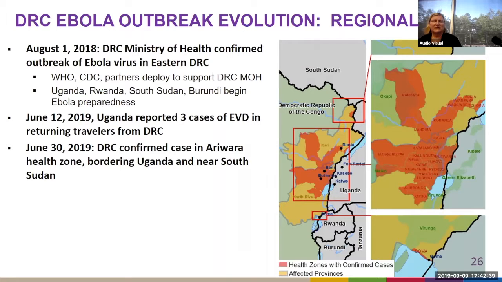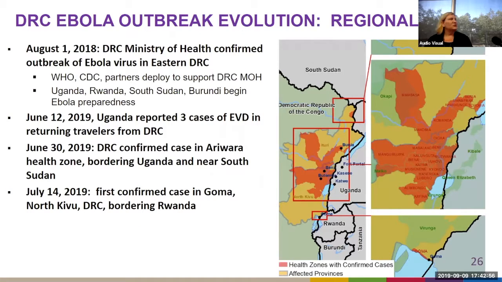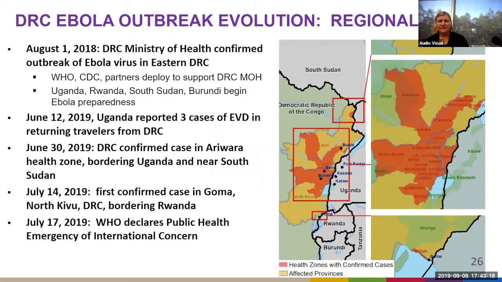On June 30th of this year, we now see it spread into Arawara health zone, a different health zone, now bordering Uganda and South Sudan. And we've been working for over a year with the neighboring countries on being prepared to respond if it's imported. And July 14th, we have the first confirmed case in Goma, which is a very, very urban area, with lots of movement into Rwanda, right on the border with Rwanda. This is an area where people go to Kenya, they go to Rwanda, so there's lots of movement, and thinking about what this could mean.